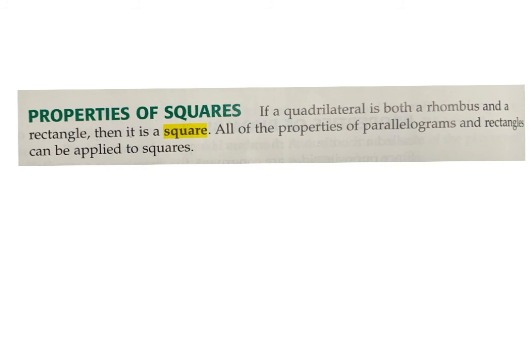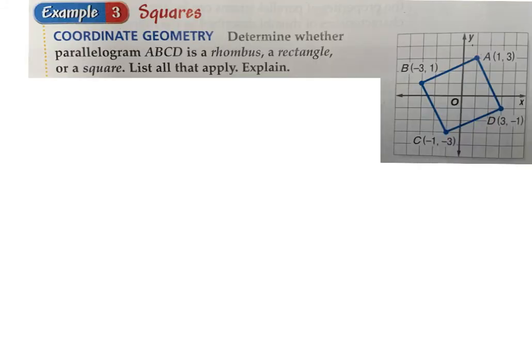And so if you look at this example, coordinate geometry: determine whether this parallelogram is a rhombus, a rectangle, or a square. List all that apply. And so they want to know what this is. And you cannot just tell me it looks like this or that. You need to give me information. And so this is where we start looking at what we need to prove. Distance formula is going to help me prove whether the sides are the same, right? Slope formula is going to help me prove if they are parallel or if they are perpendicular as well, right?